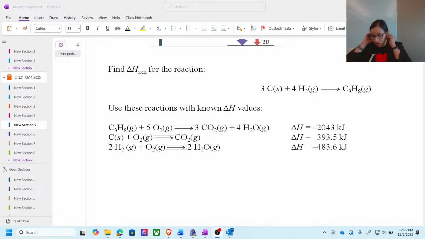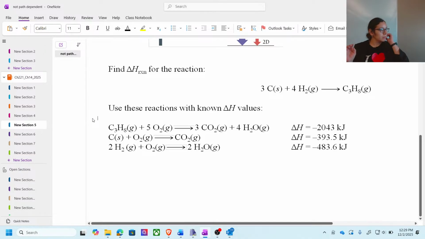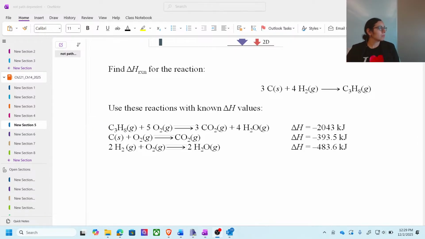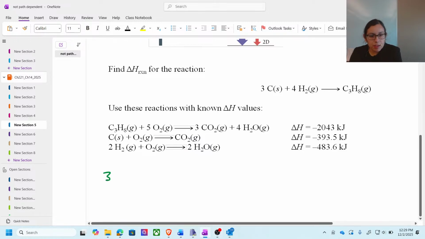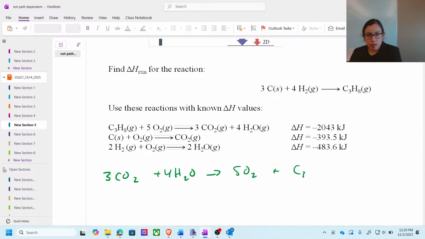How is this one coming? What are some ideas? How should we manipulate these equations? Okay, so yeah, let's start with that. I'll just rewrite it: 3CO2 plus 4H2O gives us 5O2 and propane. All right, so then what else could we do?